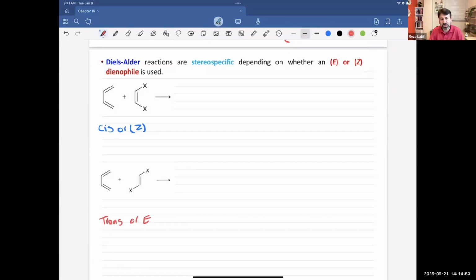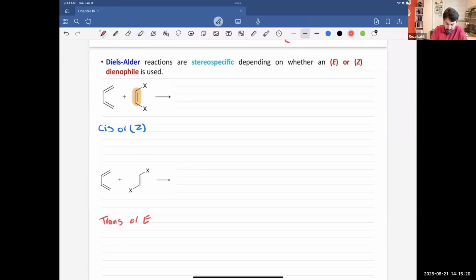For example, we have a cis or Z dienophile. So this is my dienophile. I have two X groups. They are on the same side, so I'm going to call them cis or Z. When do I use cis? Whenever we have only two substituents sitting on the double bond. But if you replace them by 3 or 4 substituents, then you have to go with Z or E.